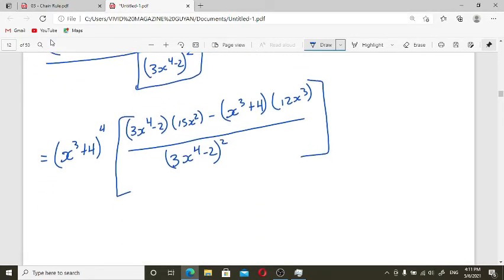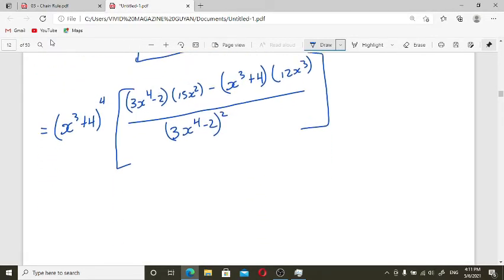Alright, so I'll start angling up when I write like this. But anyways. Alright, so here we have x cubed plus 4 raised to the fourth. Now you start getting rid of those brackets. So 15 times 3 is 45. Pay attention to your powers. 4 and 2 is 6. So it's x to the 6.